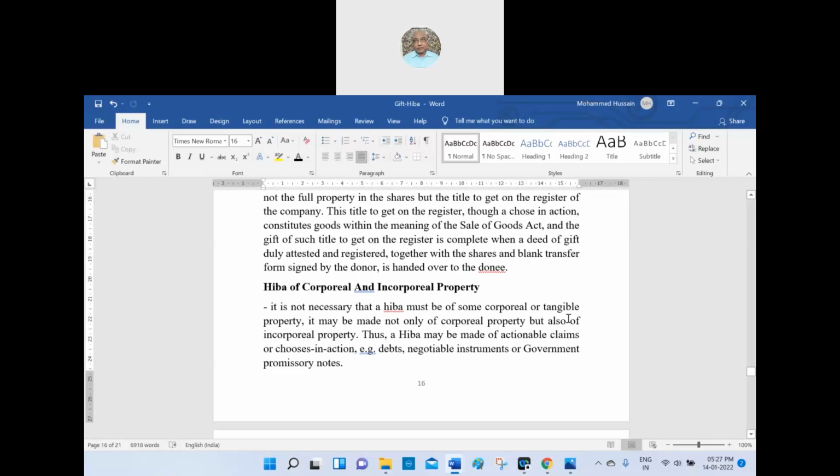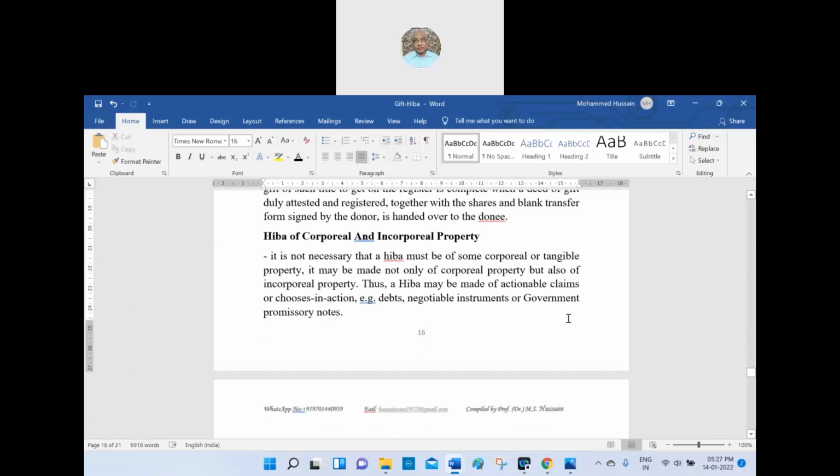Hiba of corporeal and incorporeal property. What is corporeal and what is incorporeal? Anyone? Either say pass on. Pass on, sir. Corporeal, you can touch it. Incorporeal, you cannot touch it. Corporeal punishment, physical punishment. Tangible, intangible. It is not necessary that the hiba must be of corporeal property only. It may be made of the corporeal property, but also incorporeal property.